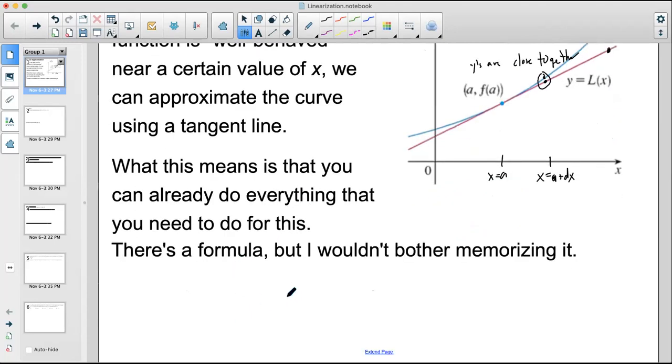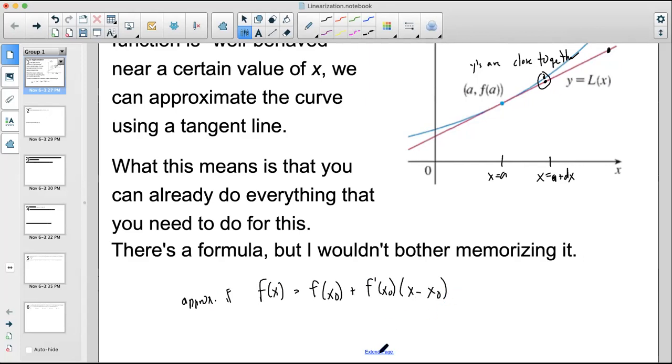But the formula for this, if you want to call it that, is that the approximation of f of x is f of, so we can call it x naught, x0, plus f prime at x0 times x minus x0.